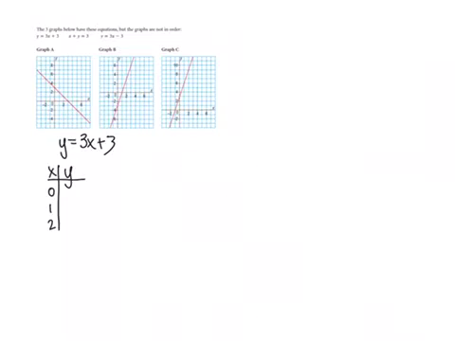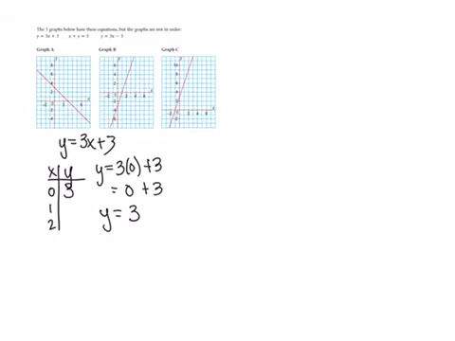So what you do is you work with the equation and you solve it each time using your different x values. So you're going to plug in this value into the equation, and then you're going to solve. And you can put this into a calculator, or you can know that 3 times 0 is 0, and then 0 plus 3 is 3. So that means when x is 0, y is equal to 3.